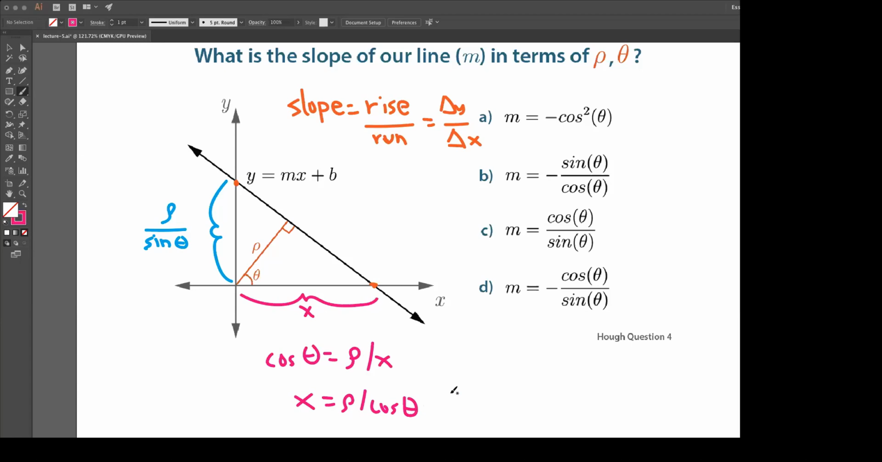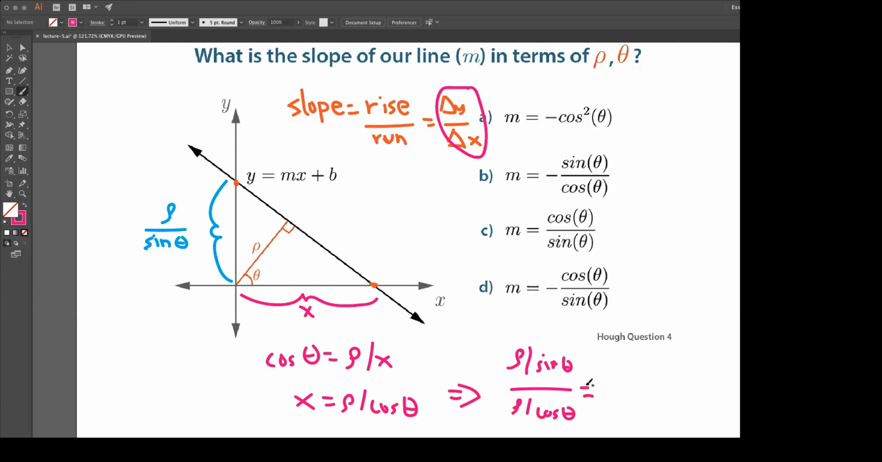Great. Now to use my little formula here, the slope is the rise over the run. Oh, that was a terrible circle. Gosh, that really got out of hand. Okay, so it's the rise over the run. The rise is rho over sine theta for the vertical change, and we have rho over cosine theta for the horizontal change.